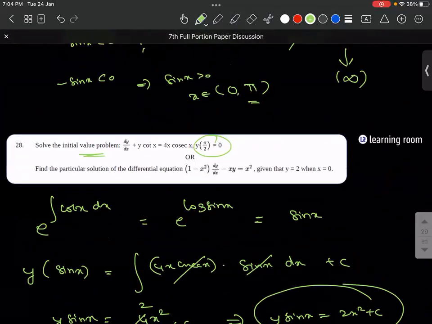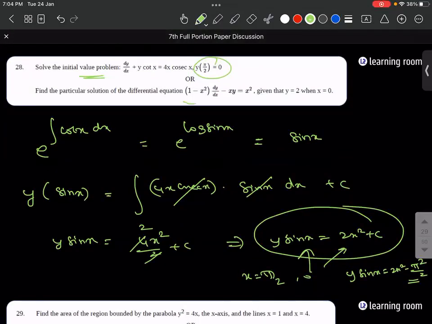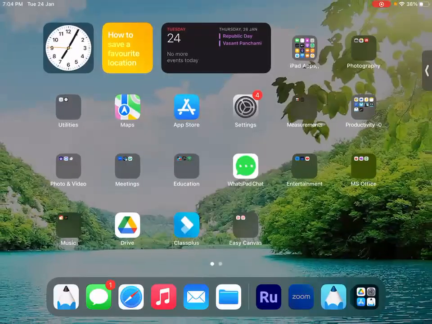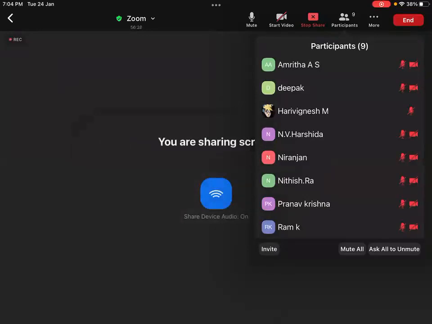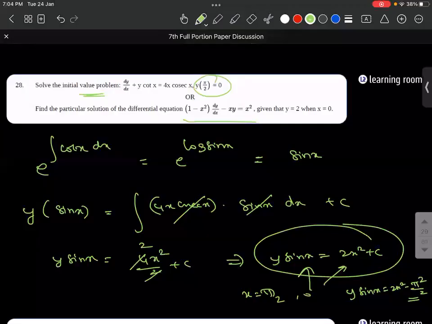Yes, sir. So anyone solved this problem? So anybody who has solved the alternate problem? Sir, one doubt. Is this the same paper which came last week, sir? Because some questions are matching, some aren't matching.